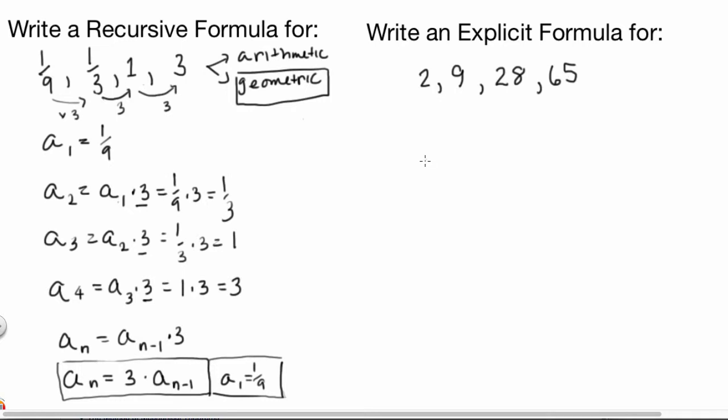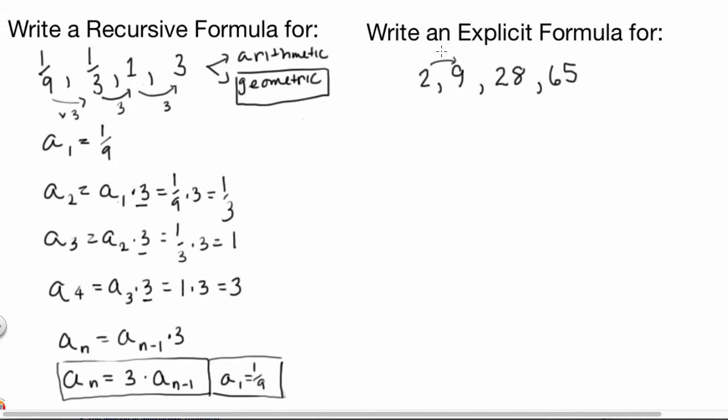And let's look at an explicit formula. One thing you want to remember is that explicit formulas are always a little bit harder to write because everything is compressed into a single formula. But sometimes that makes them better. So we have 2, 9, 28, and 65. I chose this because it is a little more challenging than your typical explicit formula. If you can do this one, you'll be able to do most of the others.